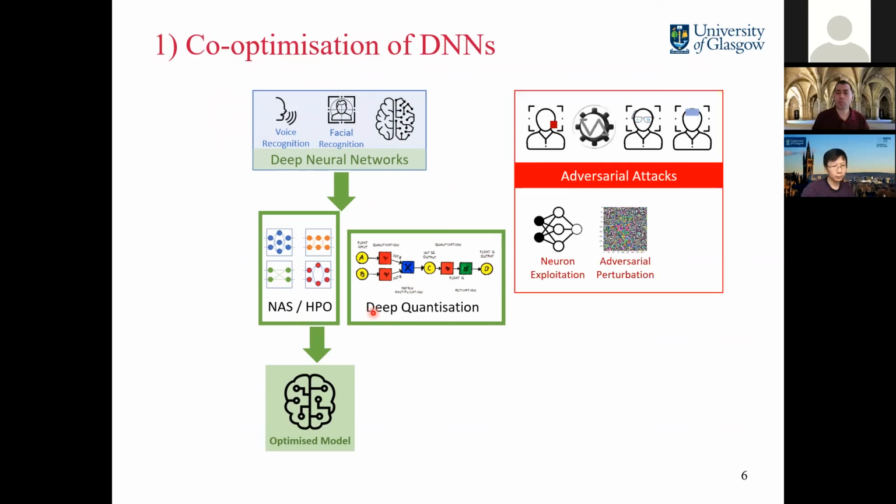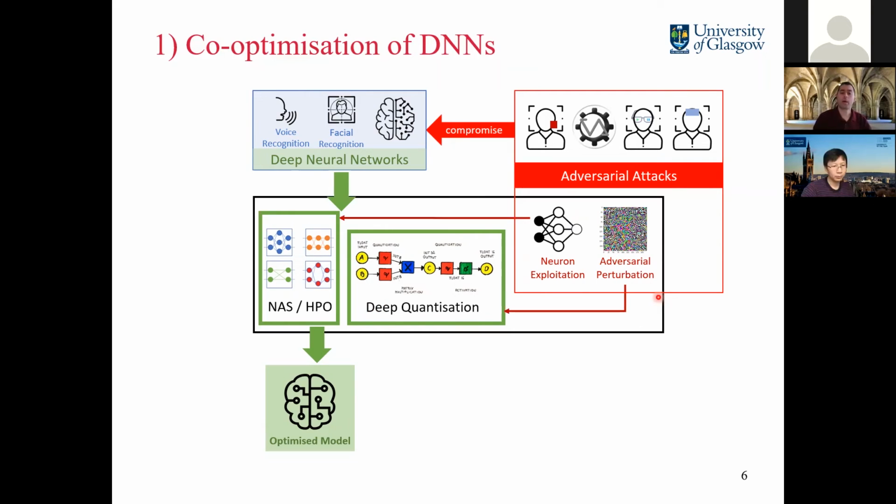The problem now is that we can have a set of adversarial attacks that essentially can compromise the accuracy or the performance of our models, of our neural networks. So what we want to do in this project is to consider these attacks, for example, neural exploitation or adversarial perturbation, and include them in the optimization stage. So we need to co-optimize the models with these types of attacks, and in the end, provide a model that is resilient or robust to both.